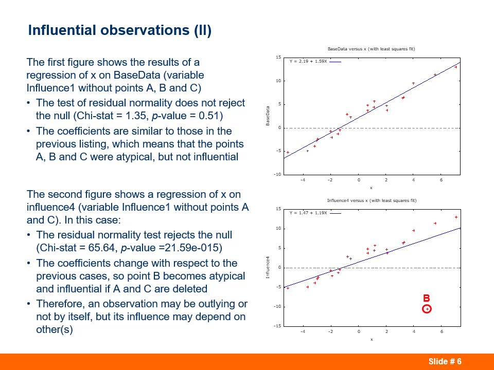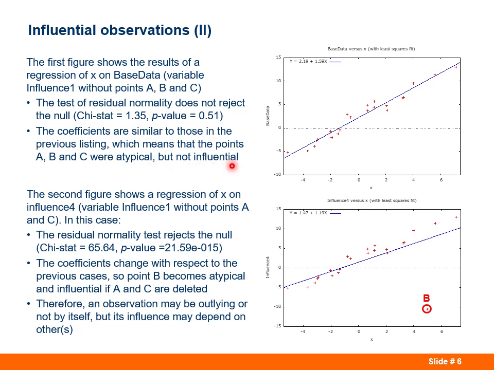This slide illustrates the previous ideas. In the first figure, we show the result of regressing X over base data. In this case, the dataset has no influential values or outliers. As you can see, the regression results are very close to the true values, and the test for residual normality does not reject the null. The coefficients are similar, on the other hand, to those computed with the three outliers in the sample, A, B, and C.